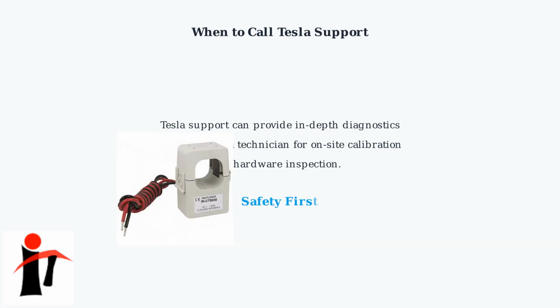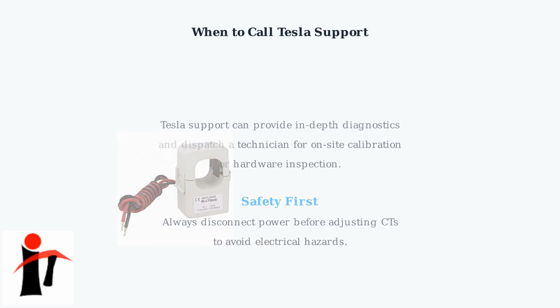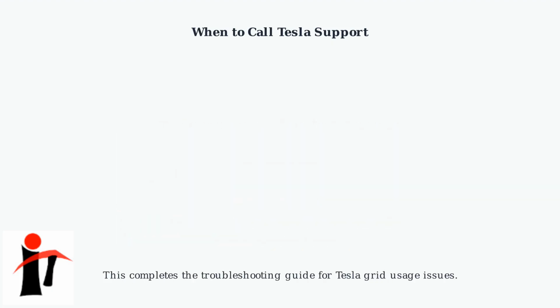Remember, safety first. Always disconnect power before adjusting current transformers to avoid electrical hazards. This completes the troubleshooting guide for Tesla grid usage issues.